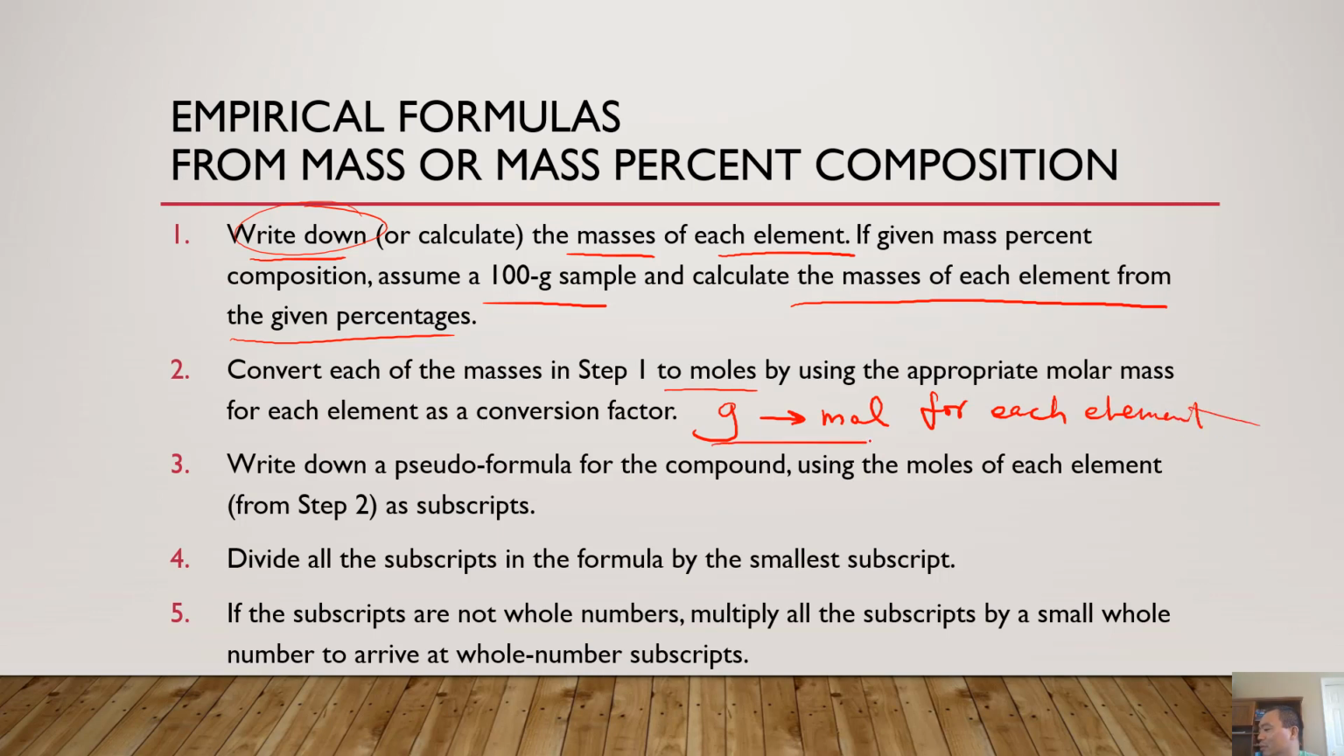Once you have grams to moles, everybody would have a mole. You write down the so-called pseudo formula in which you use the moles of each element as the subscripts. Then you divide the subscripts in the formula by the smallest subscript. If the numbers are not whole numbers, you multiply by a small number until they arrive at whole number subscripts. If all numbers are whole numbers already, of course, that would be the empirical formula you have already. Okay? So let's look at one example.